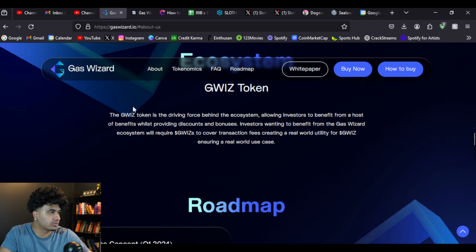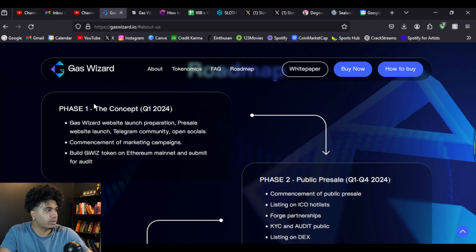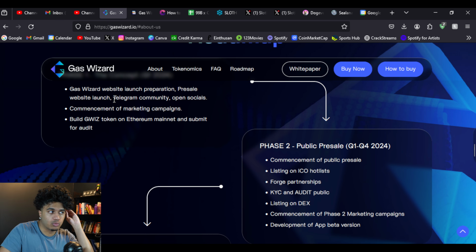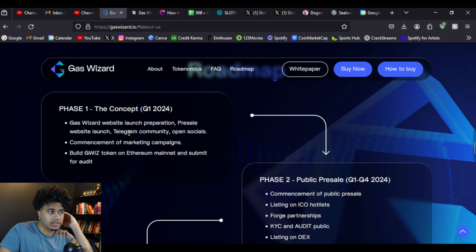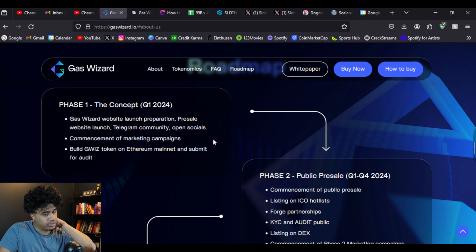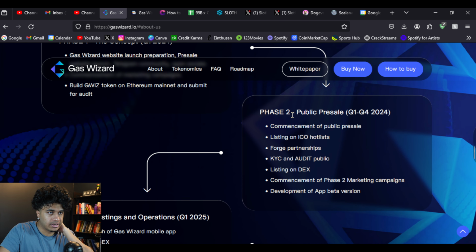Now, here's your ecosystem. The GWIZ token is the driving force behind the ecosystem, allowing investors to benefit from a host of benefits, providing discounts and bonuses. Here's a roadmap. Phase one is the concept: Gas Wizard website launch preparation, pre-sale website, Telegram. Phase two, which is what's going on right now, more or less: commencement of public pre-sale, listing on ICO hotlists, forged partnerships, KYC and audit public, listing on decentralized exchanges, commencement of phase two marketing campaigns, and development of the app.